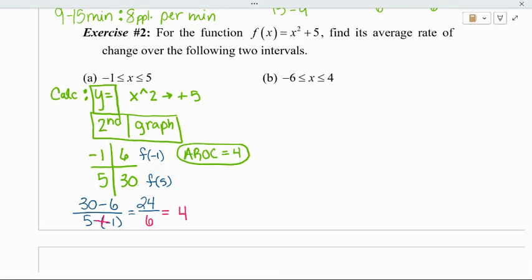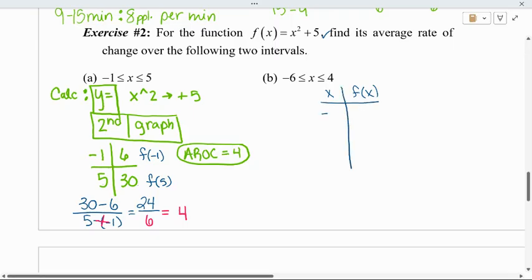So we're going to do it again. The only thing is you don't have to change your equation because we're using the same function. So when we do our table now, we have to figure out what happens when x is -6 and when x is 4. Same function. So when x is -6 in your table, what is your output? It's 41, you said? Okay. And when x is 4, what is your output?